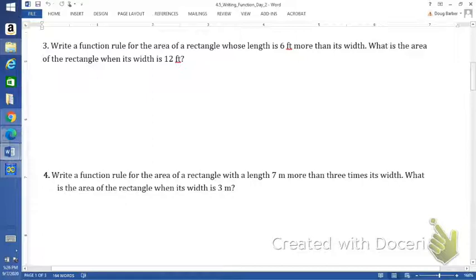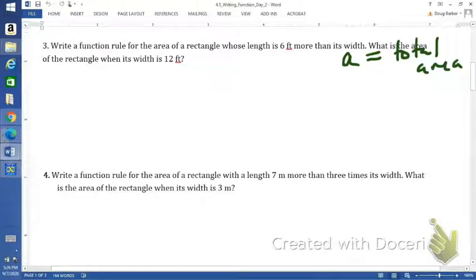Okay, for the third one here, this one's a pretty challenging problem, so you're going to have to pay attention. So it says write a function rule for the area of a rectangle whose length is 6 feet more than its width. What is the area of the rectangle when its width is 12 feet? Alright, so we want a function rule for the area. So A is going to equal total area. And then we have to decide, alright, our second variable, is that going to be length or width? And the answer is going to be width.